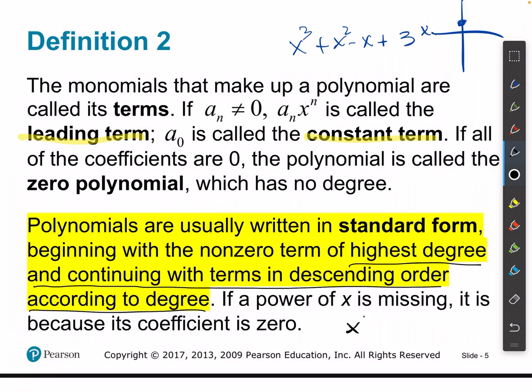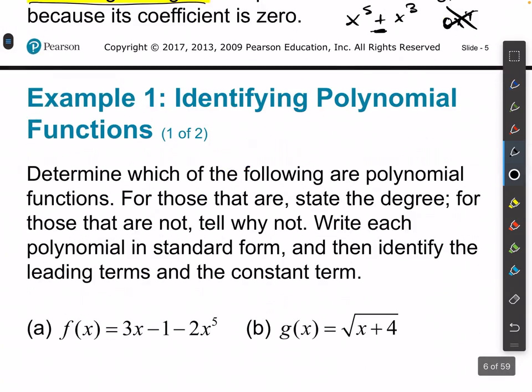So if I have x to the fifth plus x to the third, what that means is I also have an x to the fourth, but it's 0, so I don't include it. It's important to note that there is that missing power in there, because when we do some long division later with these things, we're going to need to put in a 0 as a placeholder. So kind of important just to note right now.